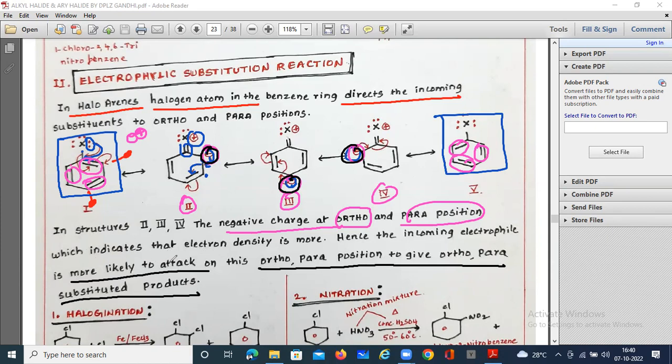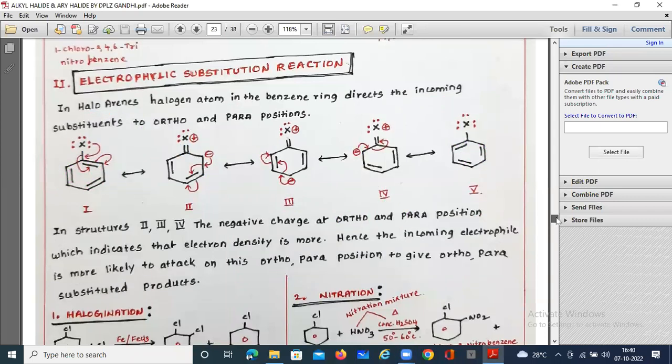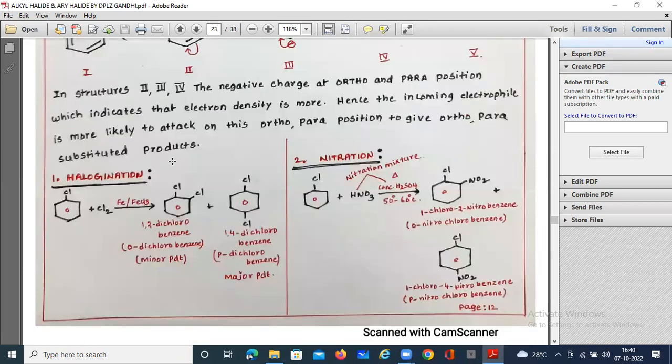Now based on this basic, let us learn a few examples. Halogenation. Come to the point. Halogenation: when chlorobenzene or haloarenes react with halogen, chlorine, in the presence of Fe or FeCl3. Whereas FeCl3 acts as a Lewis acid.